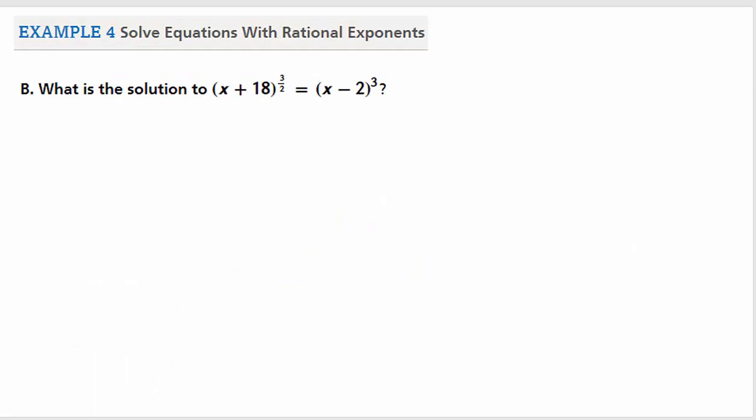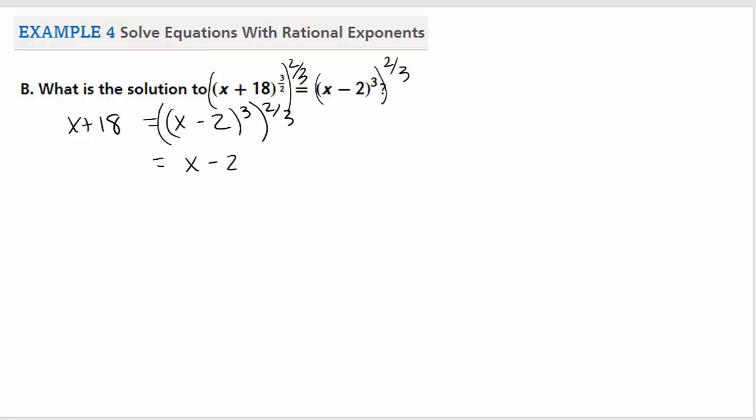So for this question, we actually have exponents on both sides. So what we're going to do is we are going to focus on the left-hand side and raise that to the exponent of 2/3. And that's because it's a rational exponent, so really it's a radical that we can simplify. So we end up getting x plus 18 on the left-hand side. And on the right-hand side, if I write this out, we have 3 raised to the 2/3, which is really squared.